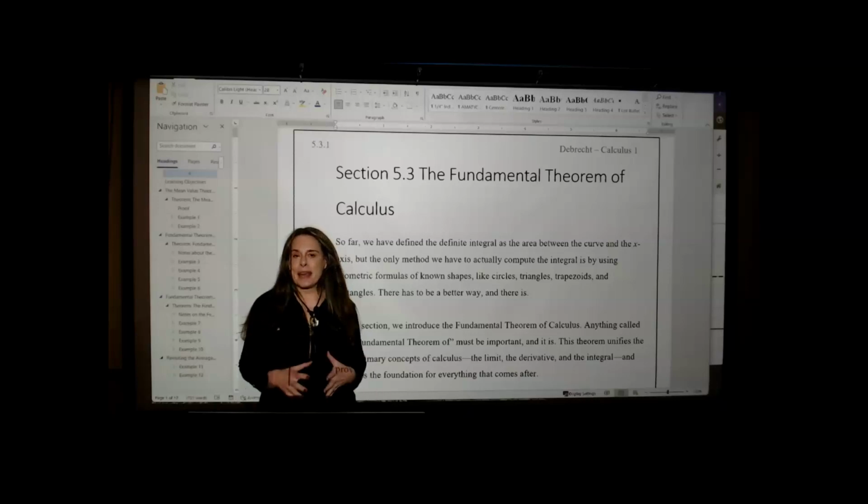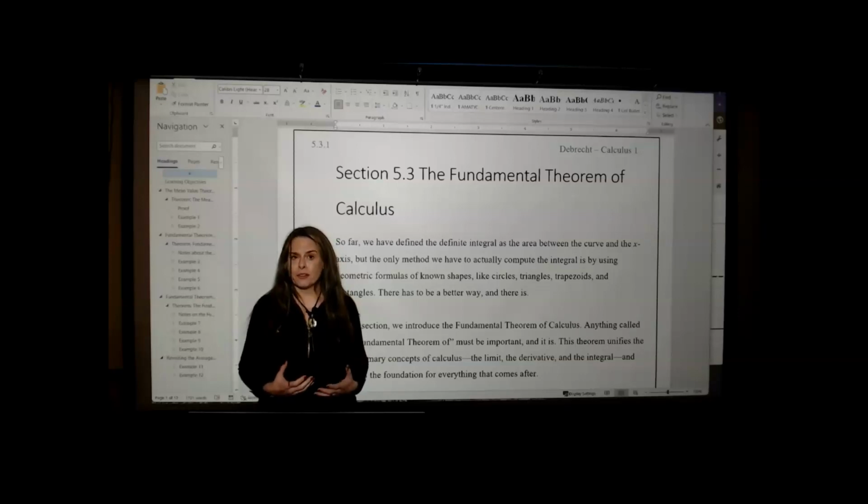We finally made it to the fundamental theorem of calculus. This is the theorem that changed the world. When Isaac Newton and Gottfried Leibniz created calculus, the creation of the definite integral and the indefinite integral and their relationship transformed the world.